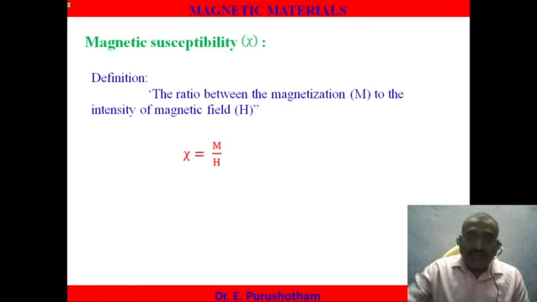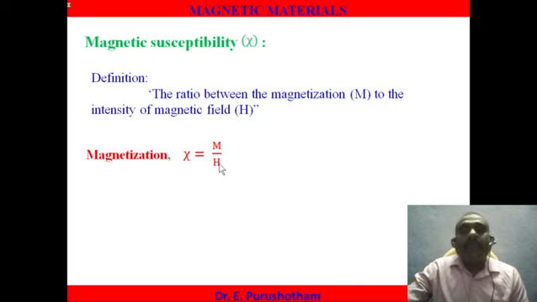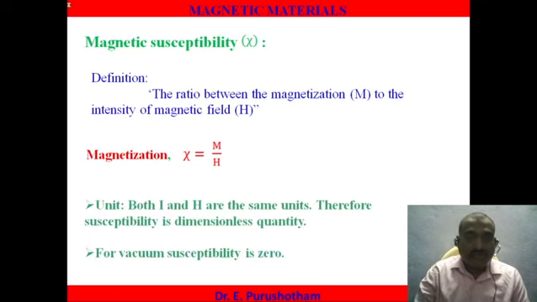What is magnetic susceptibility? Magnetic susceptibility has the symbol chi. So chi is equal to capital M by H. What is capital M? Magnetization. Capital H is the magnetic field intensity. So we can define that the ratio between the magnetization and the magnetic field intensity is called susceptibility.